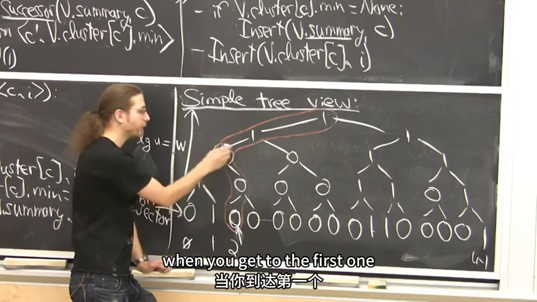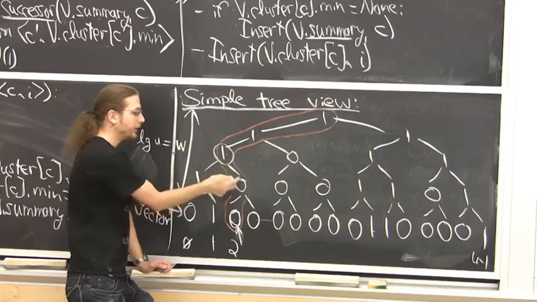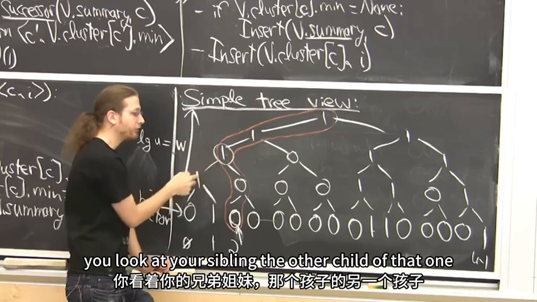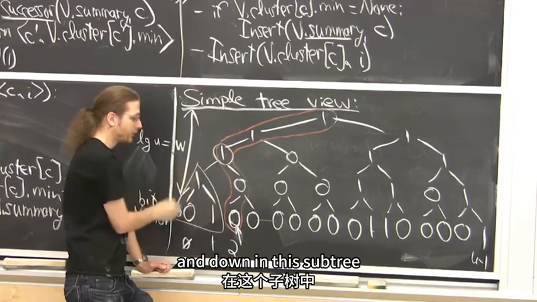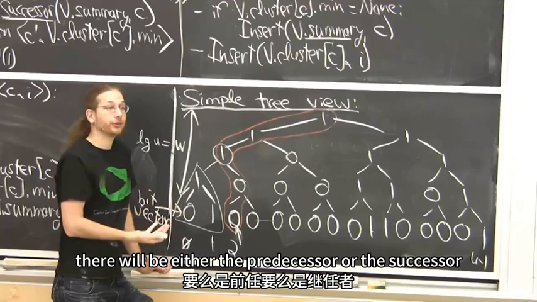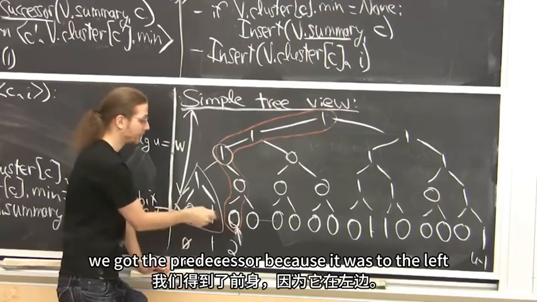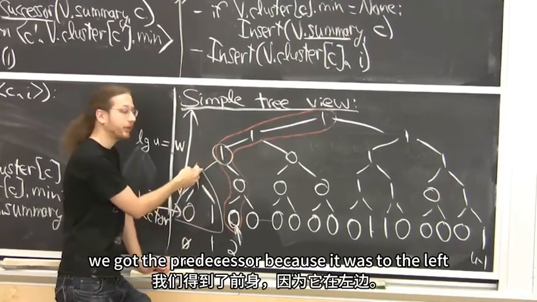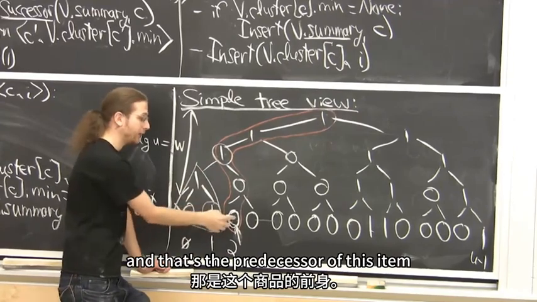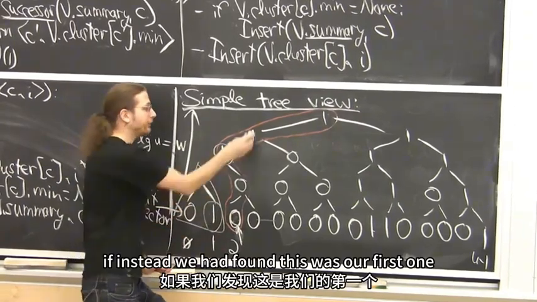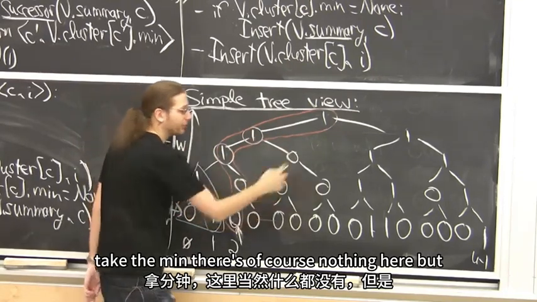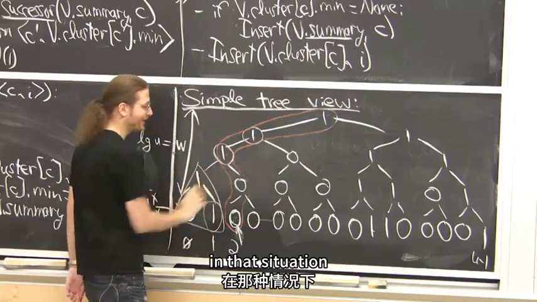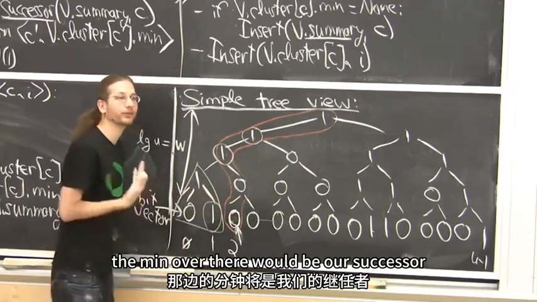When you get to the first one, the transition from 0 to 1, you look at your sibling, the other child of that 1, and down in this subtree, there will be either the predecessor or the successor. In this case, we got the predecessor because it was to the left. We take the max element in there, and that's the predecessor of this item. If instead we had found this was our first one, then we look over here, take the min. There's, of course, nothing here, but in that situation, the min over there would be our successor.